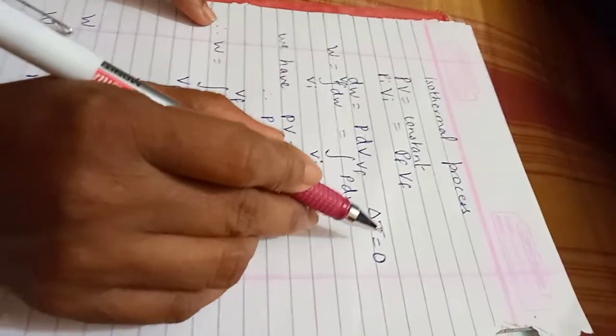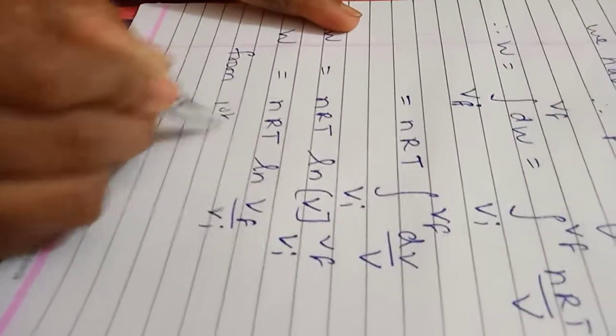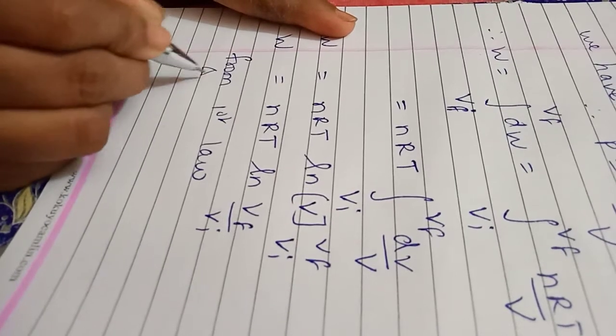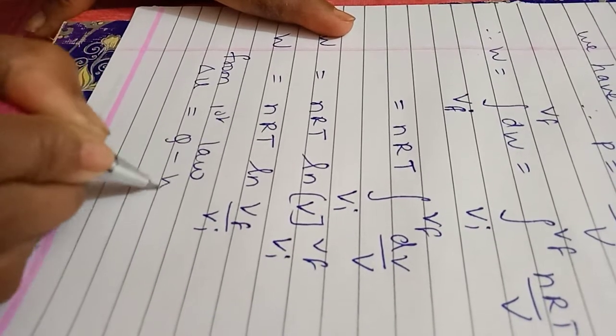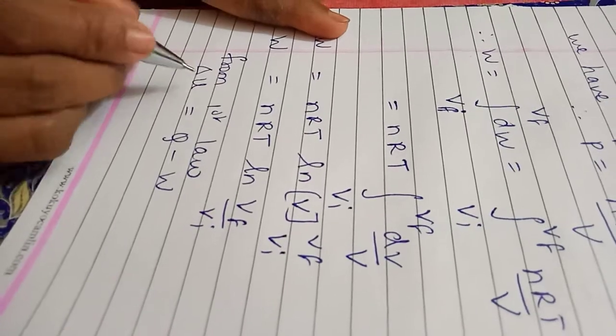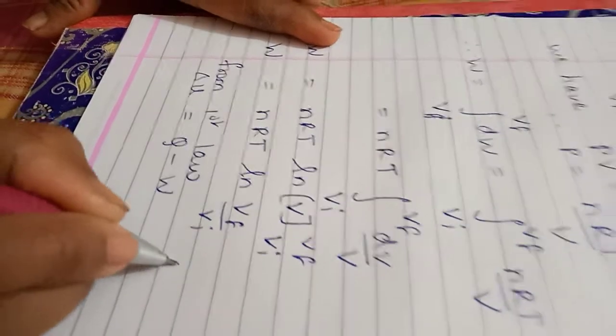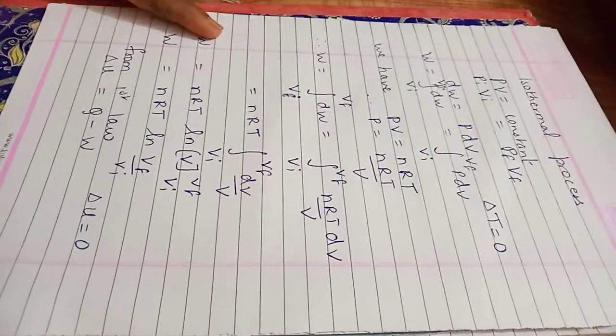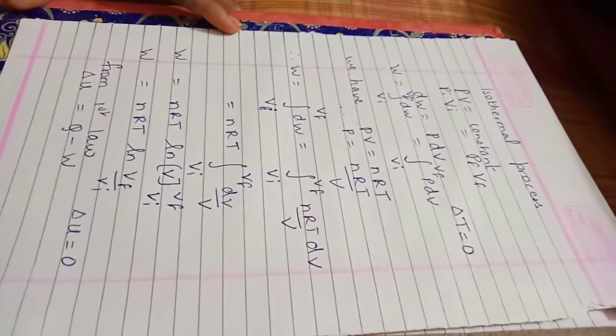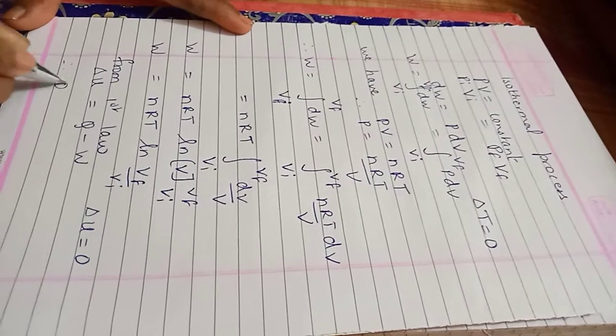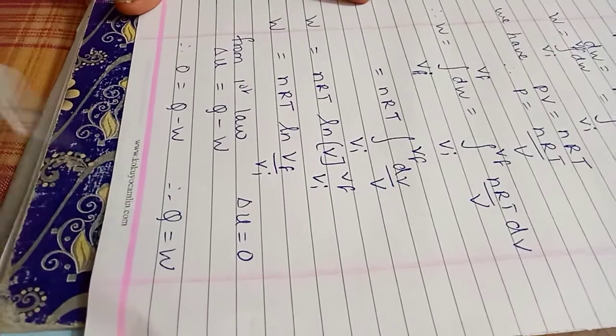Next, since the temperature is constant, the change in temperature is 0. From the first law of thermodynamics, we have delta U is equal to Q minus W. Since the temperature is constant, the change in the internal energy is 0, because internal energy also remains constant. Therefore, 0 is equal to Q minus W. Therefore, Q is equal to W.